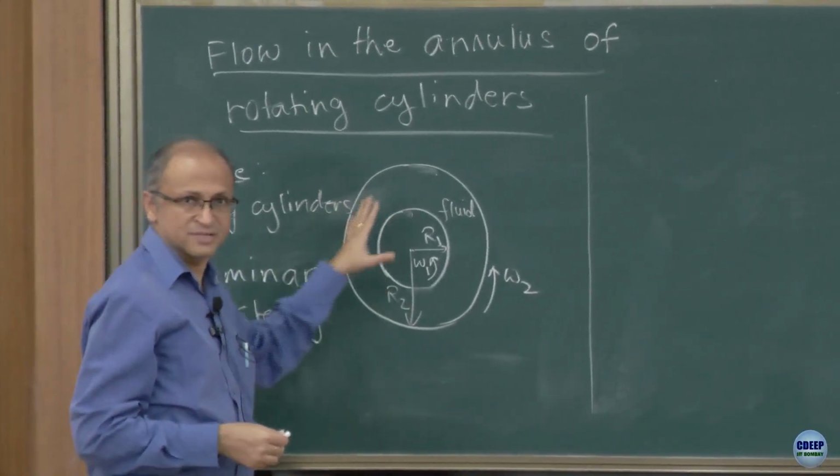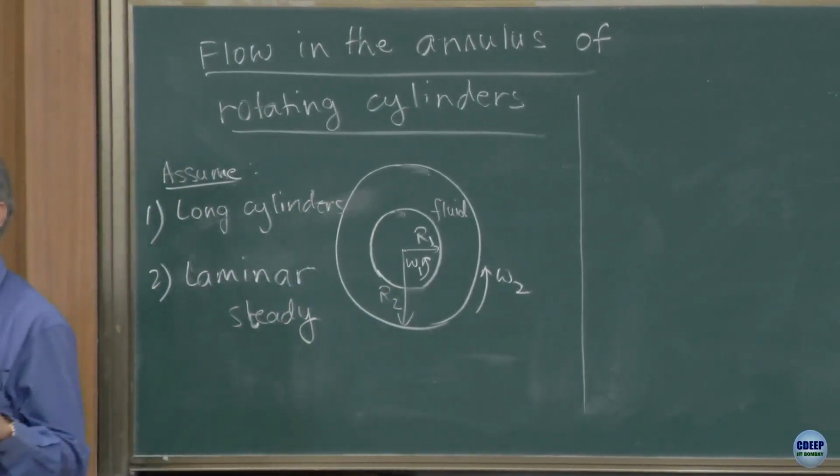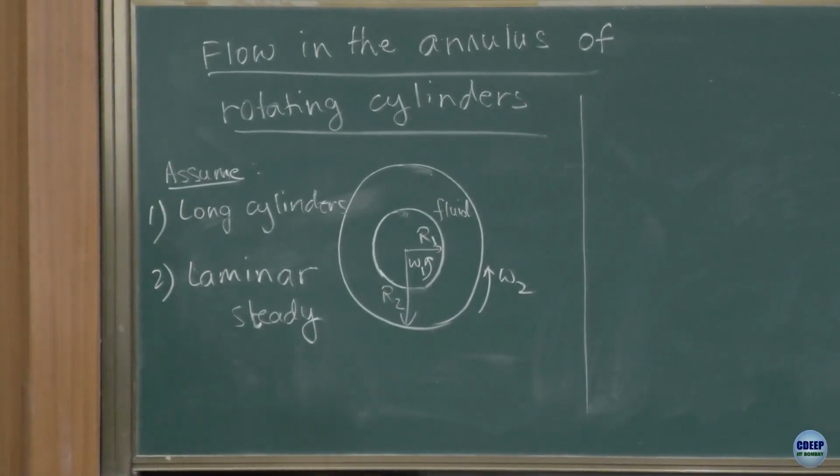So what is the coordinate system we are going to work in? Cylindrical coordinates. The important things here are r and theta. So I can work with r, theta, z, by assuming what? By assuming that the cylinders are long, we have gotten rid of any z dependence.